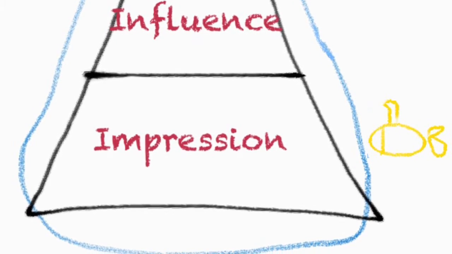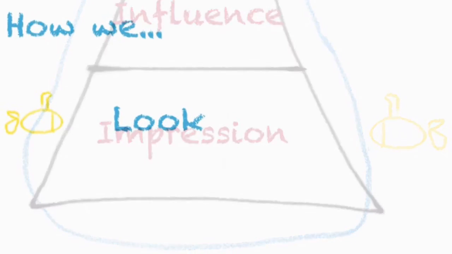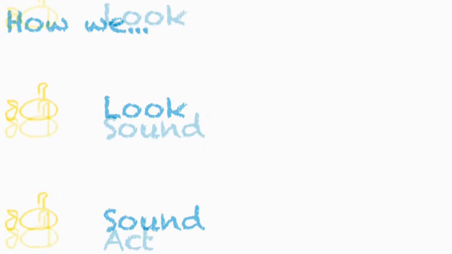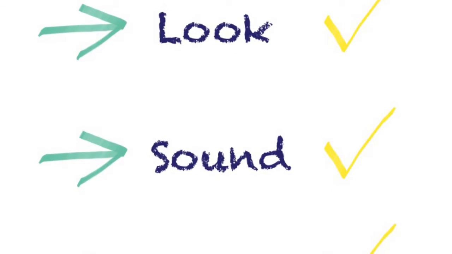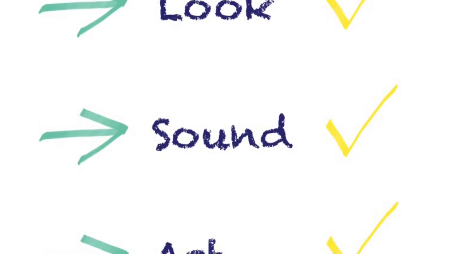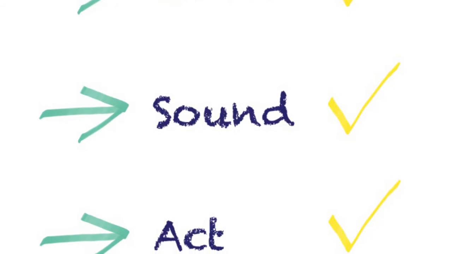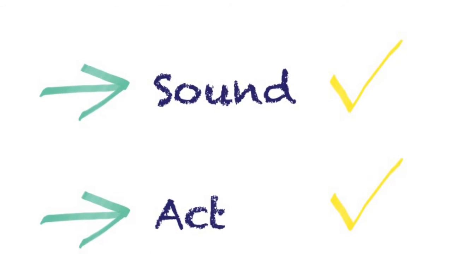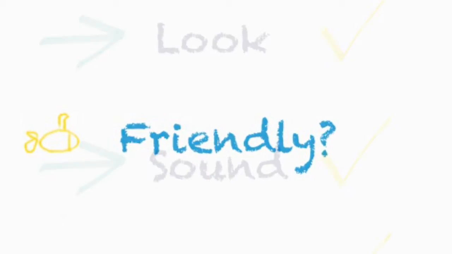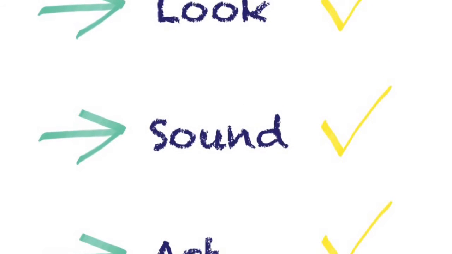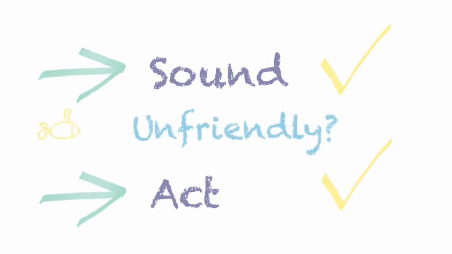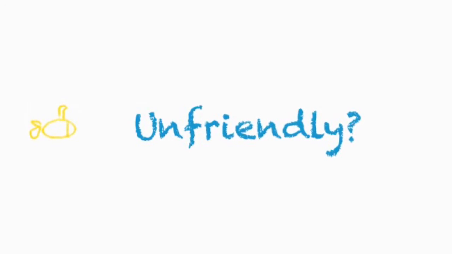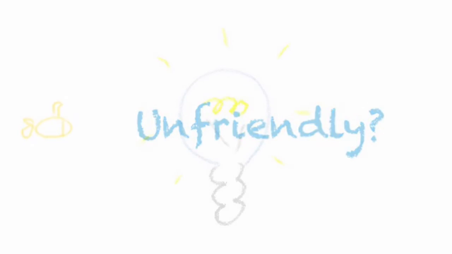The 3 outlets that create our moment-to-moment impression are how we look, how we sound, and how we act or behave. If we look, sound, and act in a particular and consistent way, then this becomes who we are to other people, our identity, our reputation, our personal brand. So if you want to be known as a friendly person, you have to look, sound, and act in a friendly way. If, on the other hand, you look, sound, and act in an unfriendly way, you will be thought of as unfriendly.